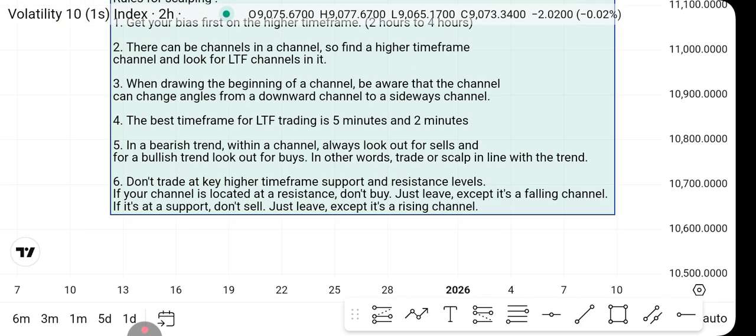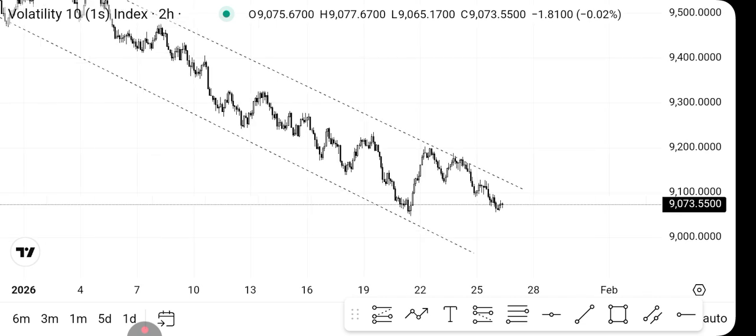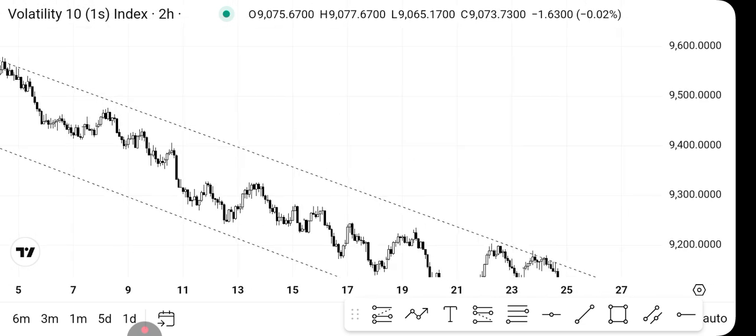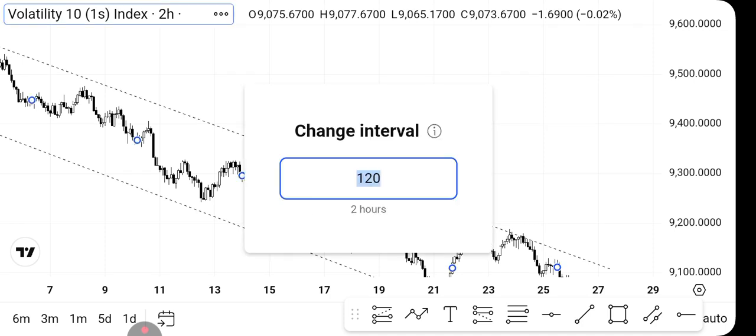When drawing the beginning of a channel, number three, be aware that the channel can change angles from a downward channel to sideways, even vice versa. Before we go to number three, let's look at number two. To find a channel within this trend, we have to go to the lower time frame, which is 5 or 2 minutes.